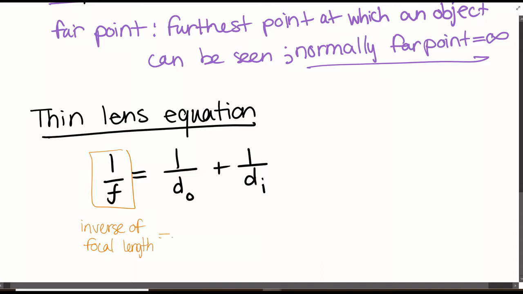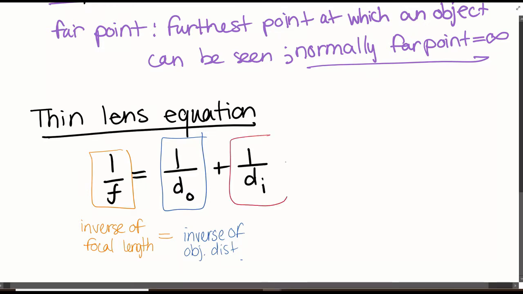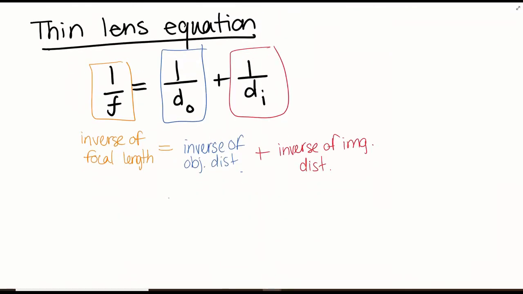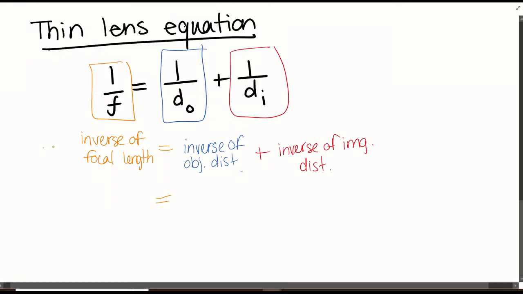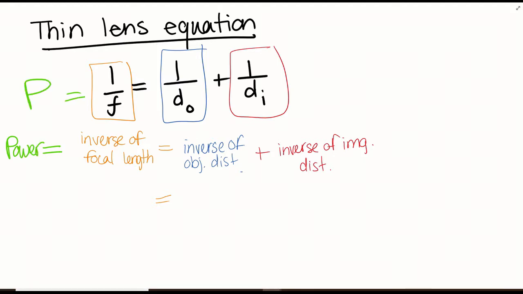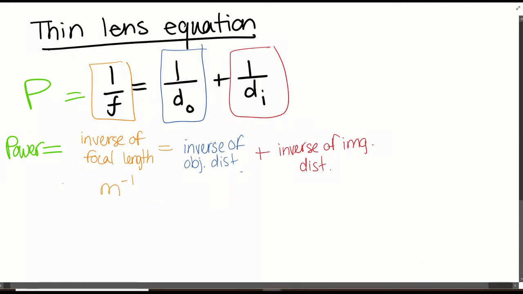The thin lens equation relates the focal length, the object distance, and the image distance as follows. The inverse of the focal length equals the sum of the inverse of the object distance and the inverse of the image distance. Since power is the inverse of the focal length, this also equals power, symbolized as P and measured in units of diopters.